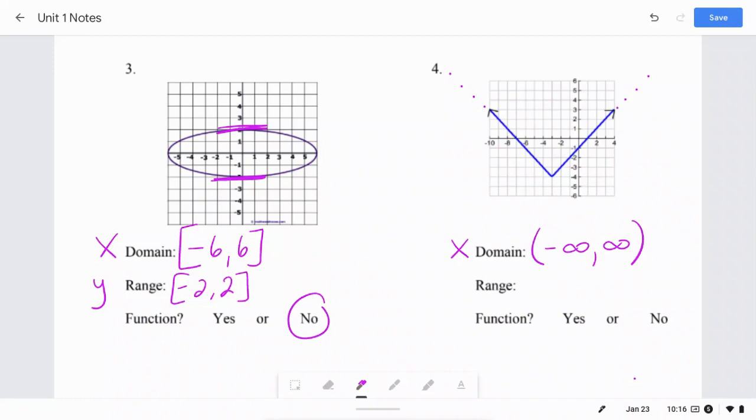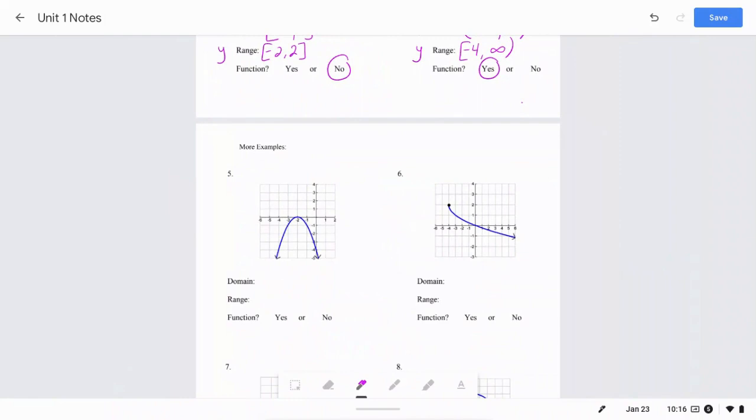For the range, I'm going to look at how far down the graph is going. It's going down to -4, so I'm going to put a bracket around -4. And then how far up is this graph going? It's going forever up. So forever upwards is towards positive infinity with a parenthesis. And then does this graph pass the vertical line test? Yes, it does. So number 4 is a function. Okay, last page has 4 examples.